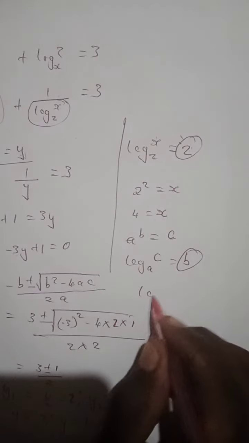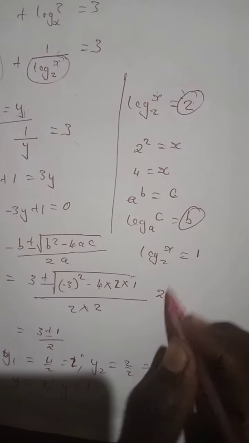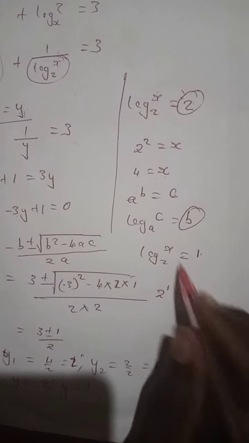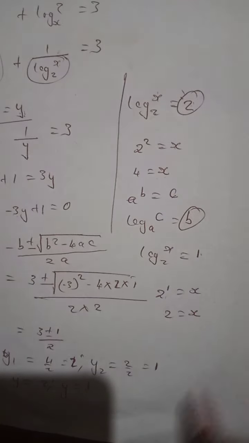Or you can still say that the logarithm of x to base 2 is the same as our y2, which is 1, is equal to 1. That means that 2 raised to 1 is equal to x. So that means that 2 is equal to x. So therefore, the value of x can either be 2 or the value of x can be 4.